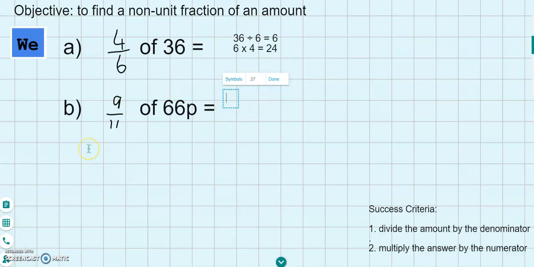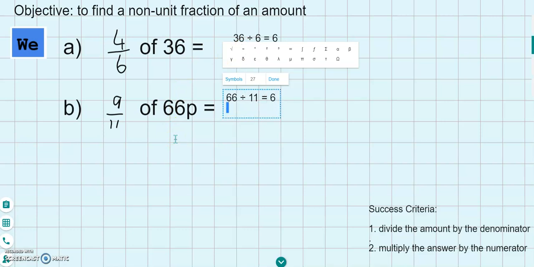Moving on. Question B is asking me to find 9/11 of 66 pence, 66p. So, what's my first step? I divide the amount by the denominator. Writing down the calculation, please. So you should have written 66 divided by the denominator, which is 11. What answer did you get?